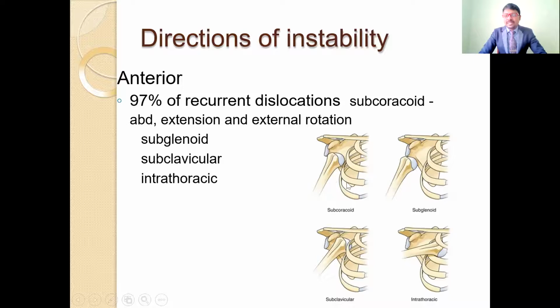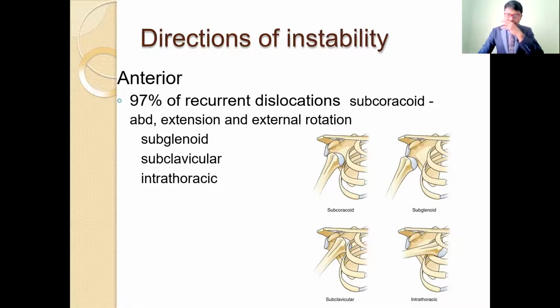If we see the direction of the instability, it is going to be below the coracoid process, so that is subcoracoid. This is one type. Then subglenoid, where the head of the humerus is displaced below the glenoid cavity, and also subclavicular, where the head of the humerus is below the clavicle, and also intrathoracic, where it may chance to enter into the thorax.